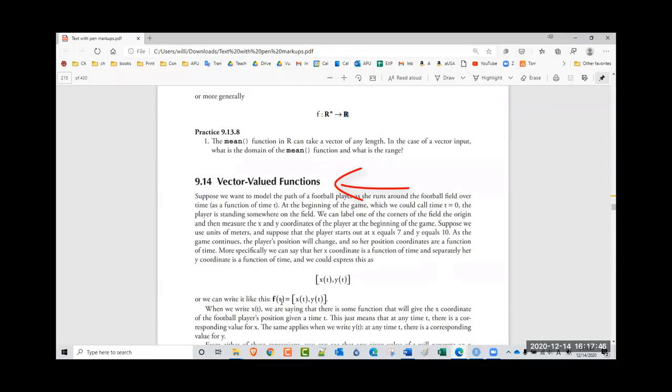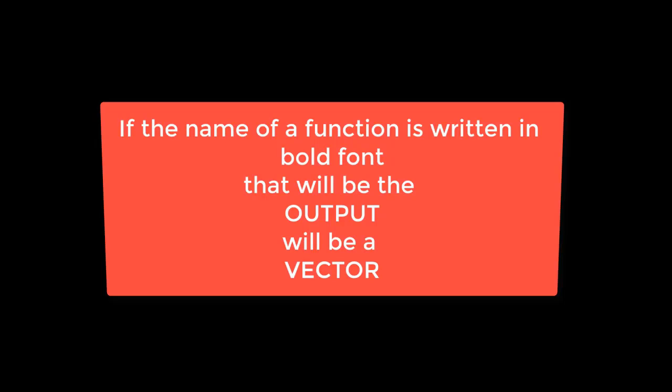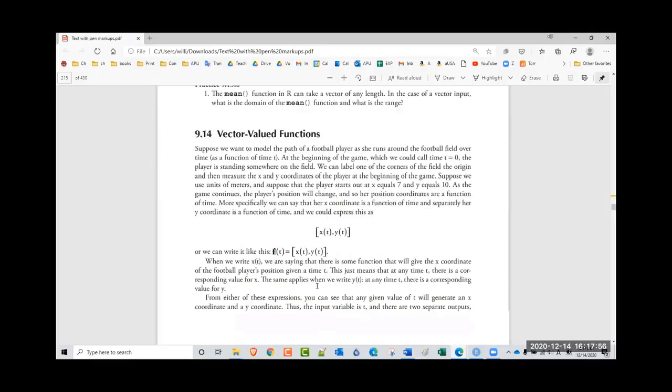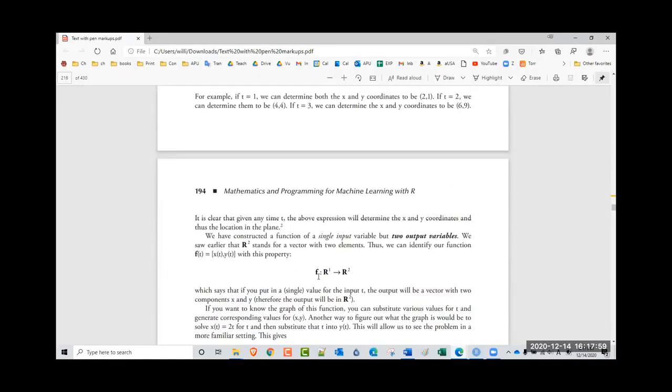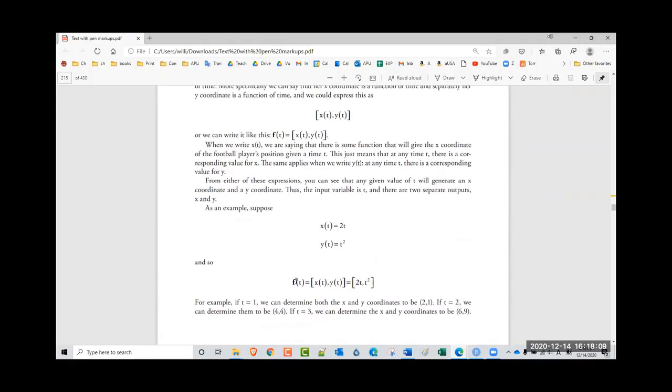And then we can talk about this: whenever you see a bold function name, that means the output is a vector. So in other words, we're talking about something like this, where you have one input, but you get two outputs. So you get a vector as the output, and we'll use a bold F to tell us that the output is going to be a vector.